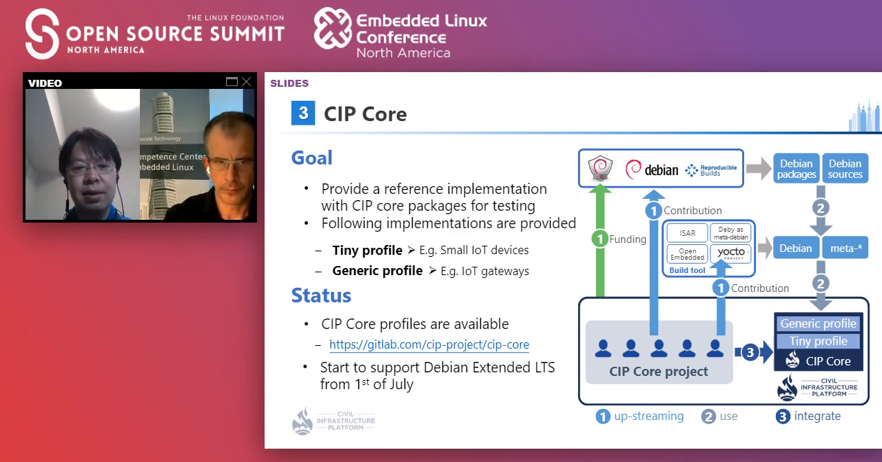Currently both implementations are available on the website. When you go to github.com, CIP project, you can find both CIP Core implementations. We are using Debian to create the CIP Core base layer. That is why we started funding the Debian ELTS project to make a more stable base layer. Then we pick some of the Debian packages from the Debian project and also the Debian testing project to create our base layer. This is the structure we are currently working on.